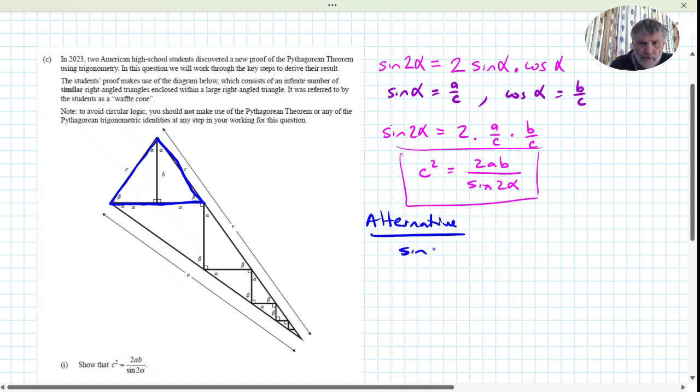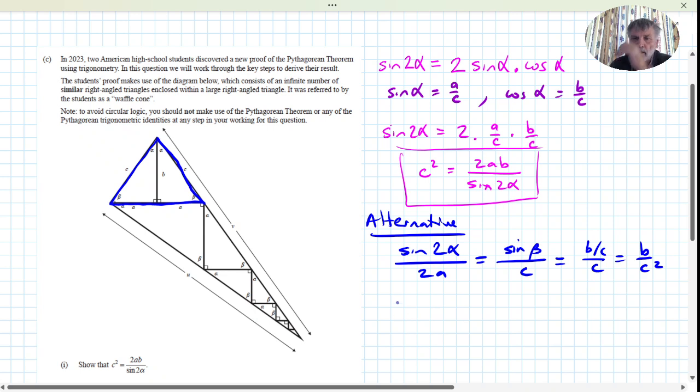the sine rule tells us that sine of 2 alpha divided by 2a, that's the length opposite, is equal to the sine of beta, its angle opposite is c. And sine of beta's down here, that's b over c. So this is b over c divided by c, which is b over c squared.